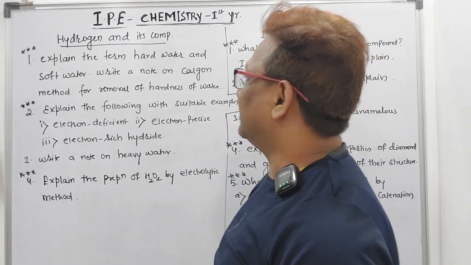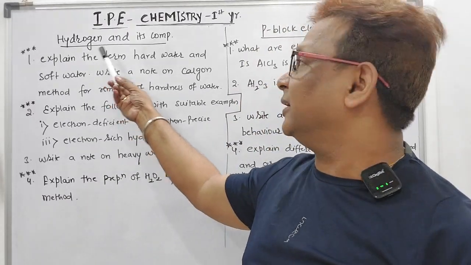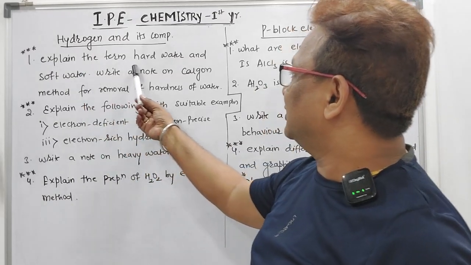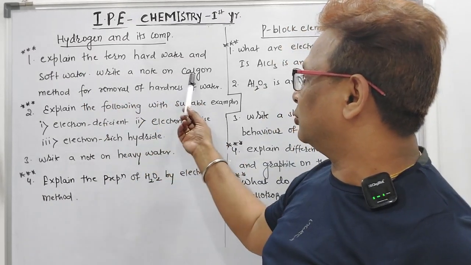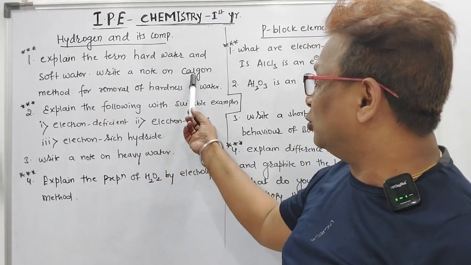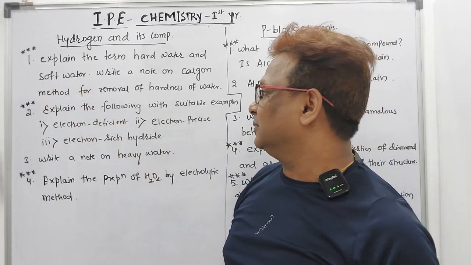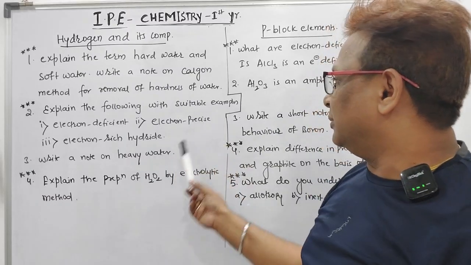Now these are the other questions from hydrogen and its compounds for 4 marks SAQs. Explain the term hard water and soft water. Write a note on the Calgon method for the removal of hardness of water. Very important.